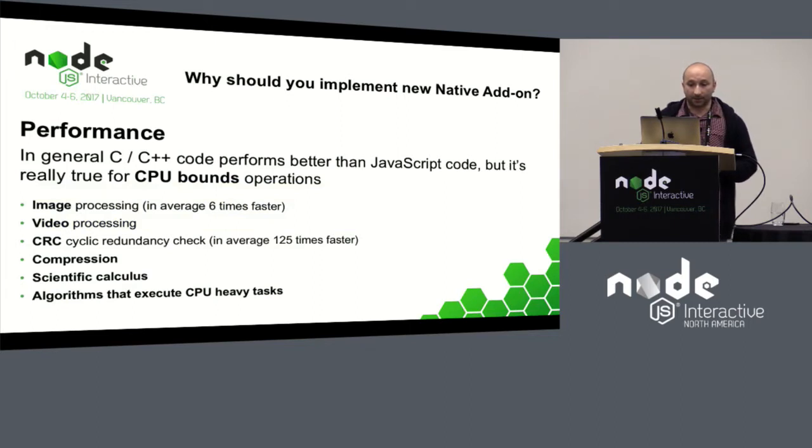Why should we implement a new native add-on? The first reason is performance. In general, C++ code performs better than JavaScript code. But it's really true if we think about CPU-bound operations like image processing, video processing, compression, scientific calculus, and all algorithms that at one point execute some CPU-heavy tasks. If you create a native add-on in these scenarios, you will gain more advantages in performance.